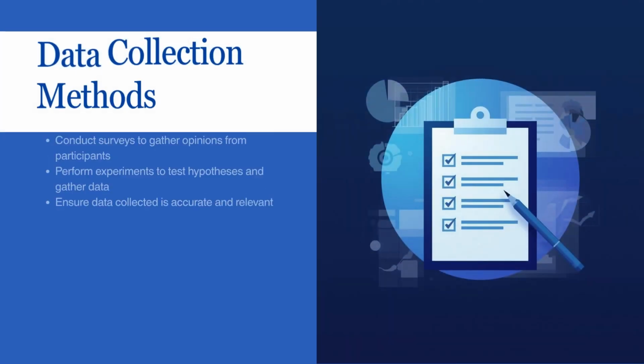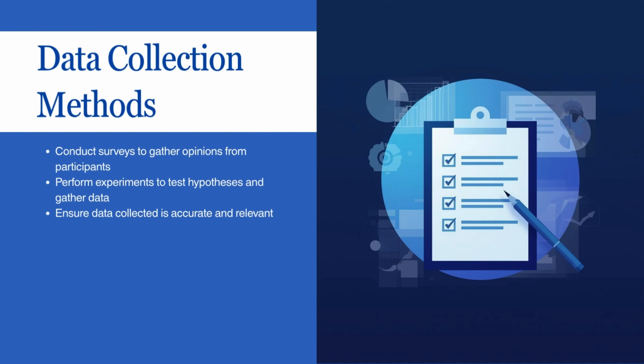Now we move to the most active part, data collection methods. This is how we actually gather information. We can conduct surveys to hear what people think and perform experiments to test if our educated guess was right. The main goal here is to collect data that is both accurate and relevant.